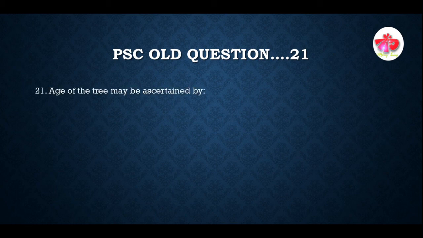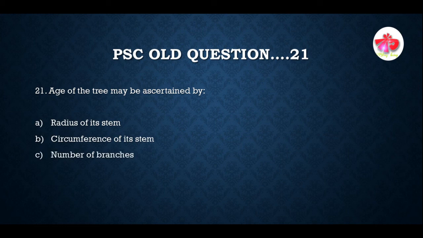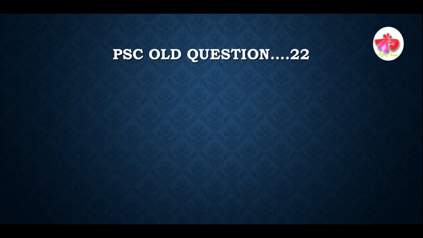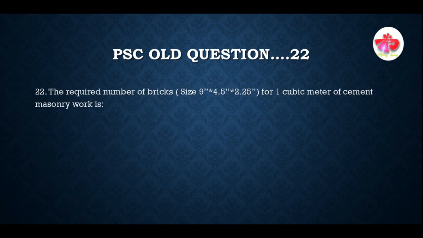Age of the tree may be ascertained by, option A is radius of its stem, option B is circumference of its stem, option C is number of branches, and option D is the number of annular rings. So friend, the correct answer of this question is option D, that is number of the annular rings. So annular rings are the parameter for determining the age of the tree. Okay, so question number 22.